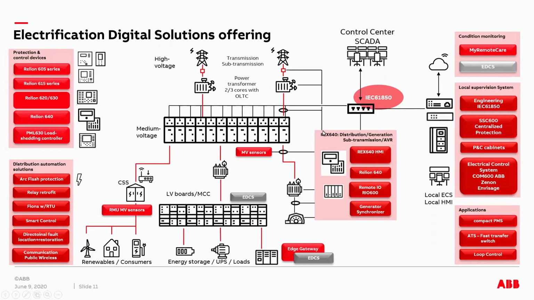In addition, there are system level applications like SSC 600 and COM 600 or Xenon, which is a substation gateway, a substation automation solution, which all work together to make digital switchgear a digital substation. Also, there are some communication devices in the portfolio. So this is just an overall view of what the electrification digital solution can offer to make a digital switchgear.